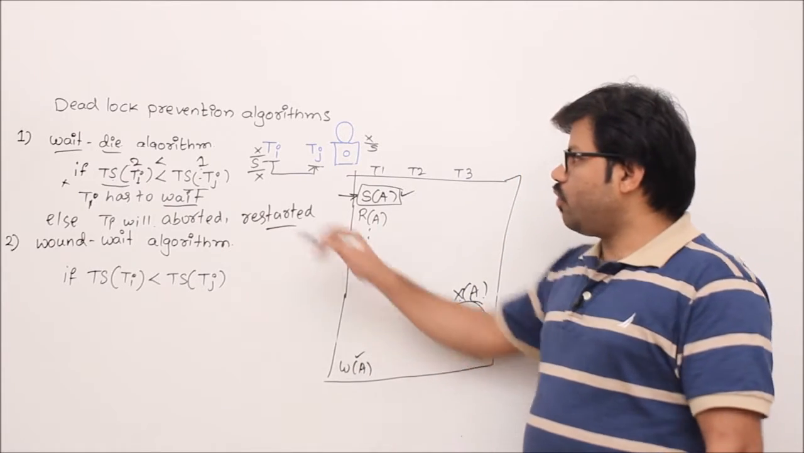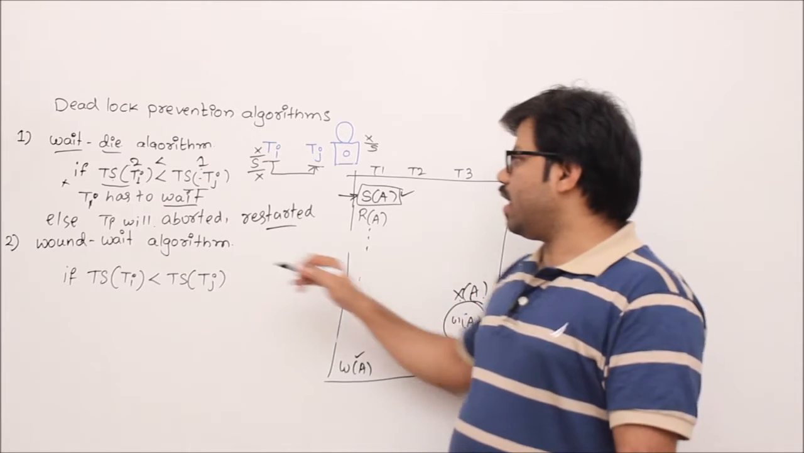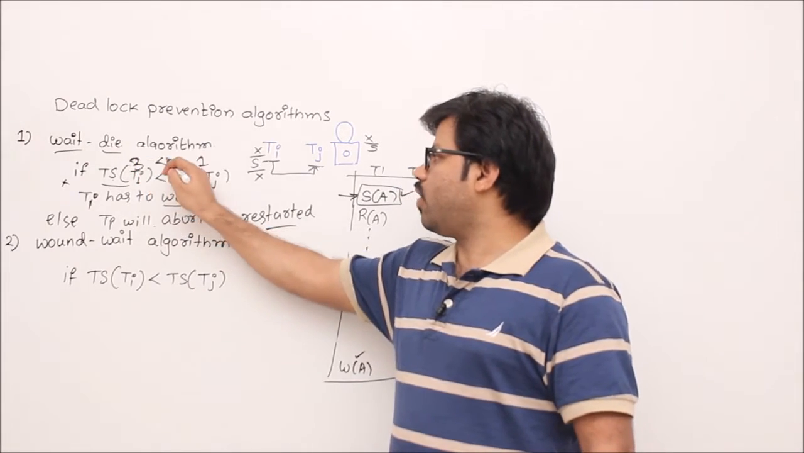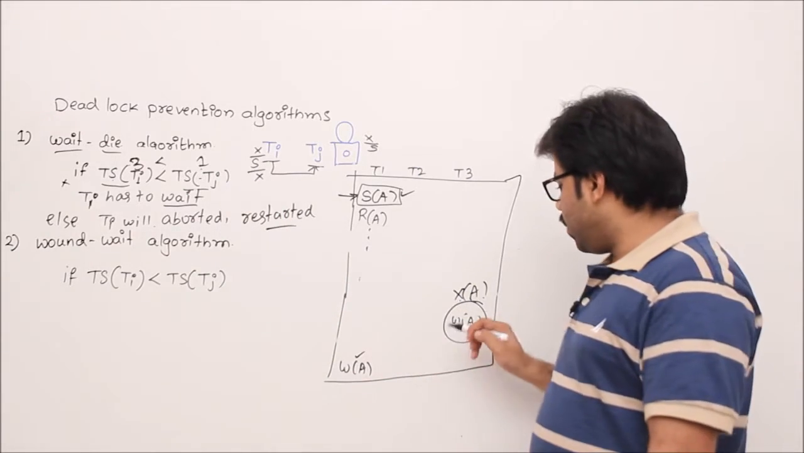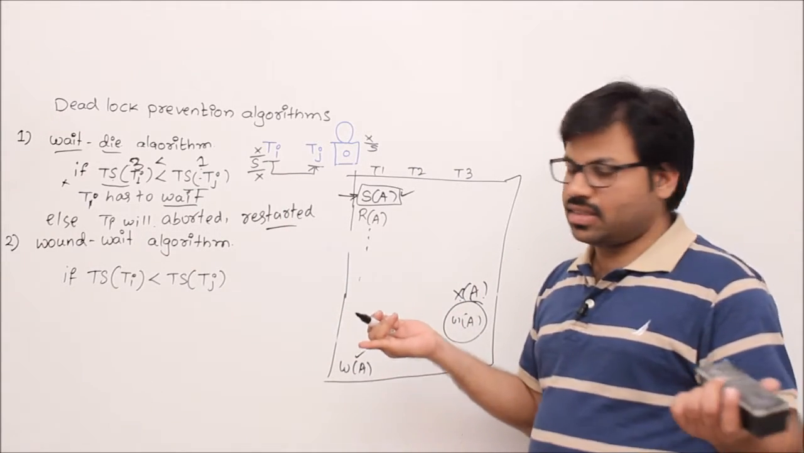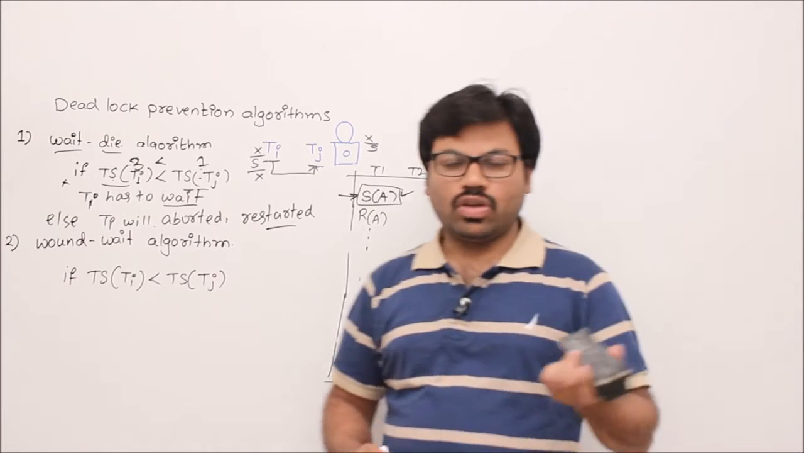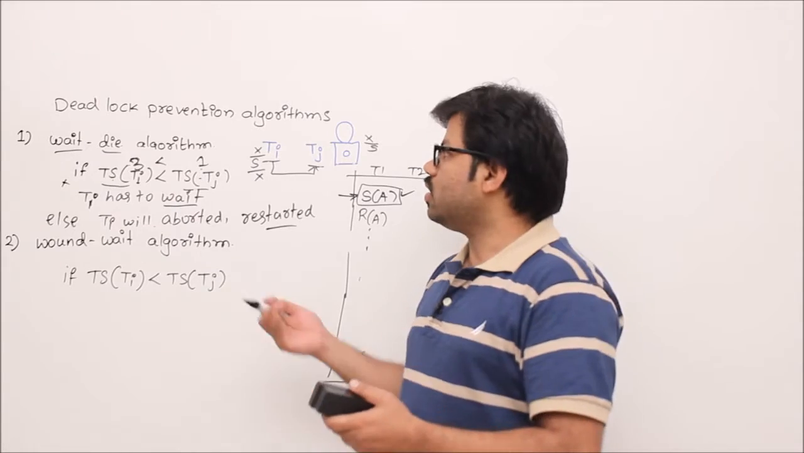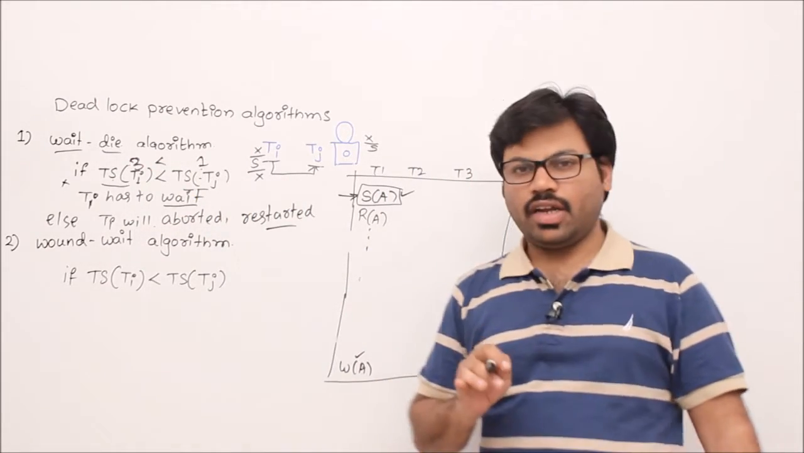But here, if you use the wait-die algorithm, what happens? We'll see. Transaction number 3, right? Same story. 3 less than 1, condition again false. This time again T3 will be cancelled. That means this transaction T3 will be cancelled. So in that way, finally all the transactions will be cancelled to avoid the deadlock, right? So this is about the deadlock prevention algorithm using the wait-die concept.